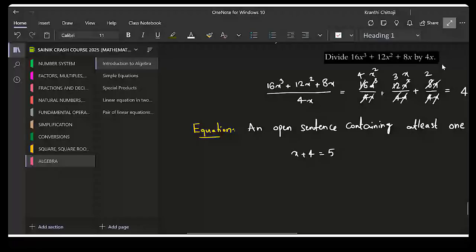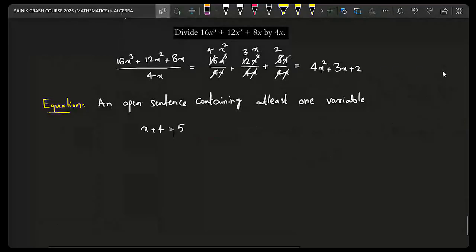Okay, an open sentence containing at least one variable, that is called equation. I want to check if x plus 4 is equal to 5 is an equation or not. So first of all, what is open sentence? For some values of variables, it should be true, and for some values of variable, it should be false. That means both true and false should be possible. When is this equation true? It is true at x is equal to 1, because if you substitute 1 in place of x, 1 plus 4 is equal to 5 is true.